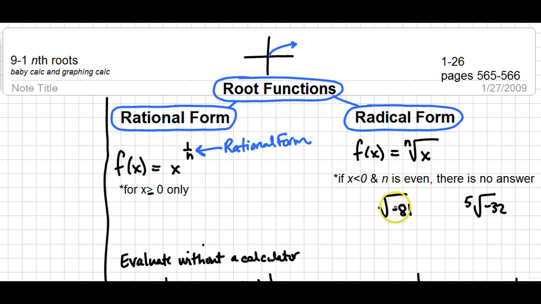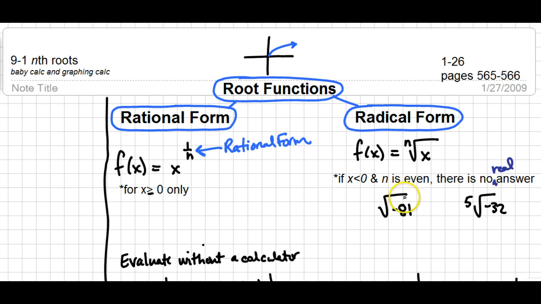On the radical form of a root problem, know that you could be working with either positives or negatives. Usually the negatives, there's only an answer when the root is odd. So if your base is a negative number and the root is even, then there's no real answer that you can come up with.